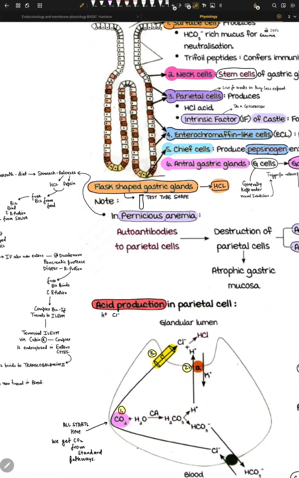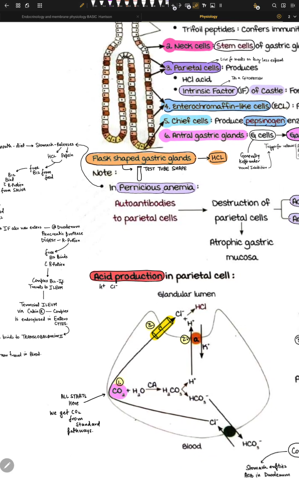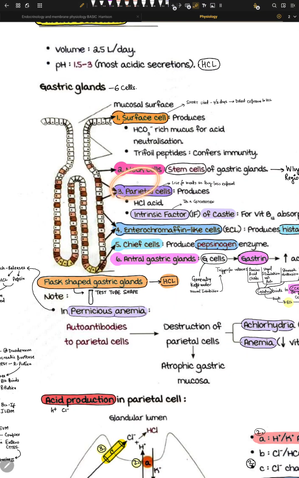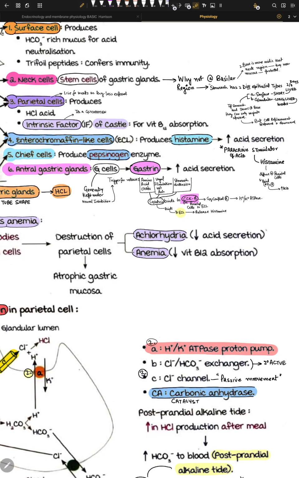Okay, so note that in pernicious anemia, we have autoantibodies towards our parietal cells. So our parietal cells are cooked. Once we have bad parietal cells, we will not be able to make acid, which will lead to an increased population of bacteria and which will lead to bad intrinsic factor. If we have bad intrinsic factor, we will have less absorption of B12. So what happens? Destruction of parietal cells, no acid. It's called achlorhydria. It means no acid.